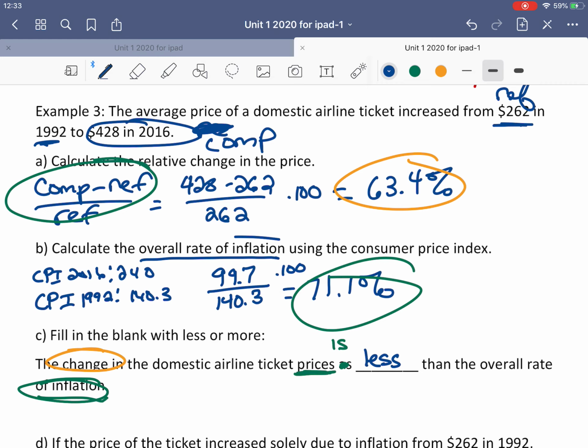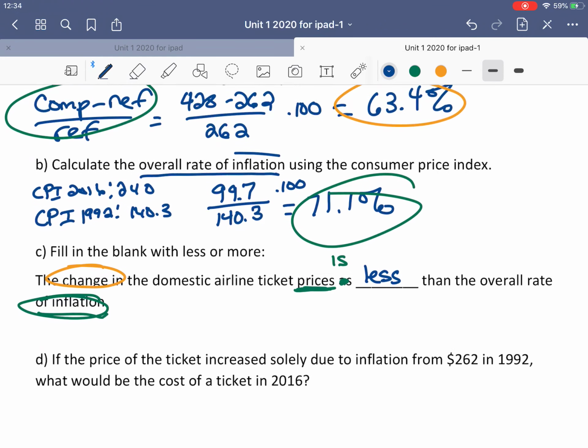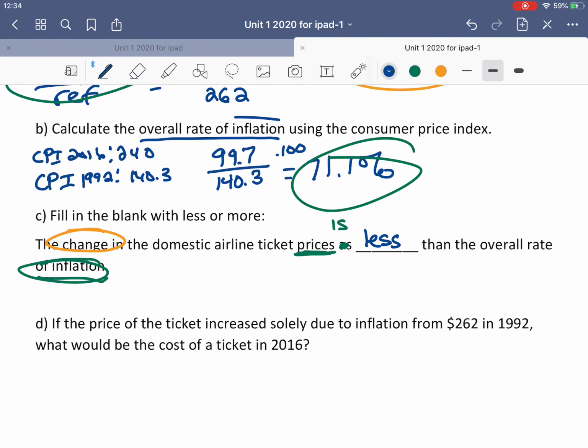Again, this goes back to economics. Because, well, one, we just have some airplane lines that don't charge that much, and two, because the demand has gone up, there's more tickets, more things to buy. So we are going to look at one other way you could answer that last question on C, plus just a good practice with our formula again. Let's say the price of the ticket increased solely due to inflation from that $262 back in 1992, then what would the ticket have been in 2016? So in 2016 dollars, what would that ticket price be? I guess in 1992 dollars, sorry.